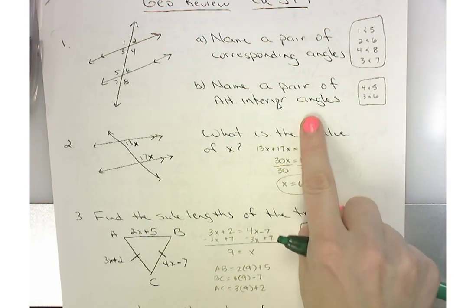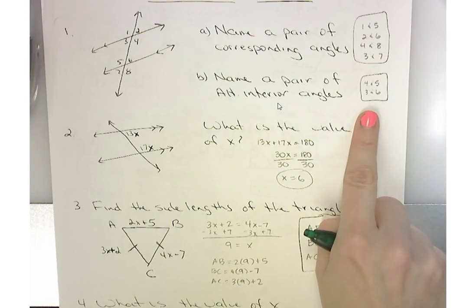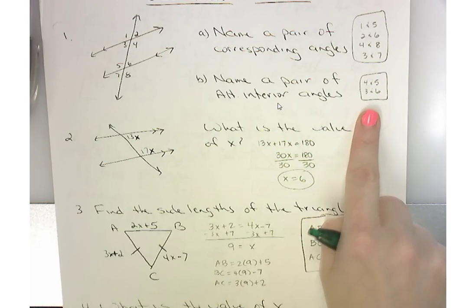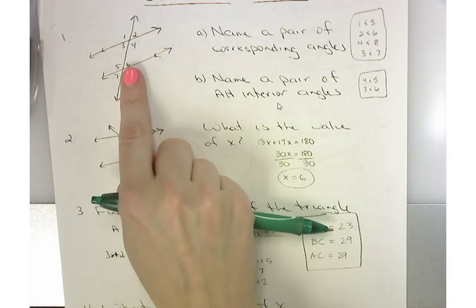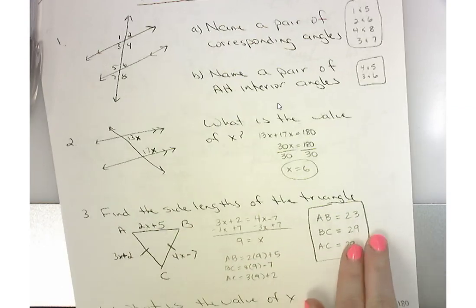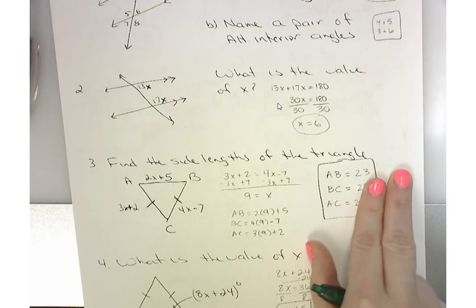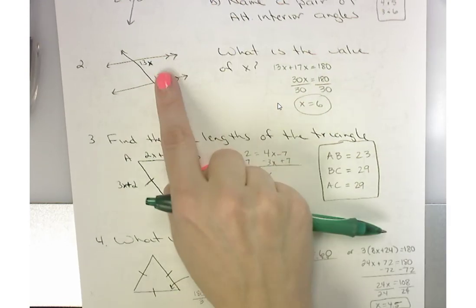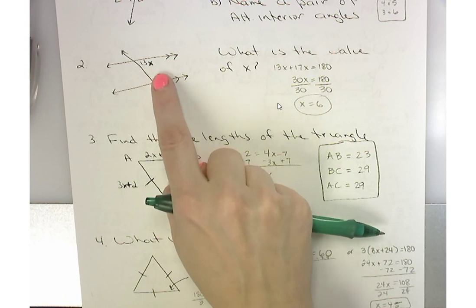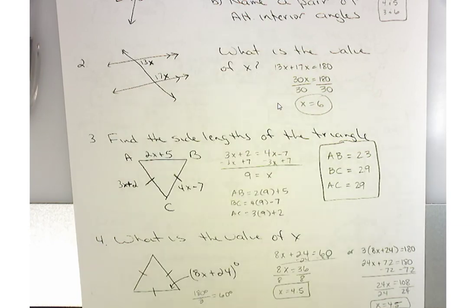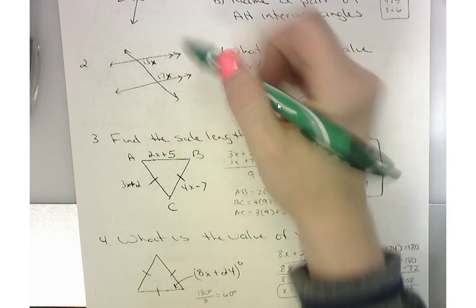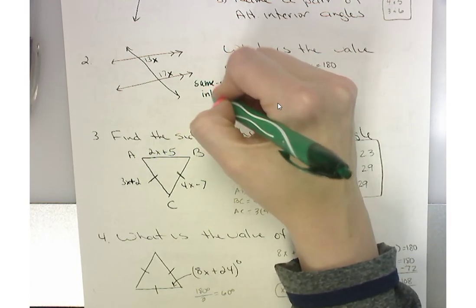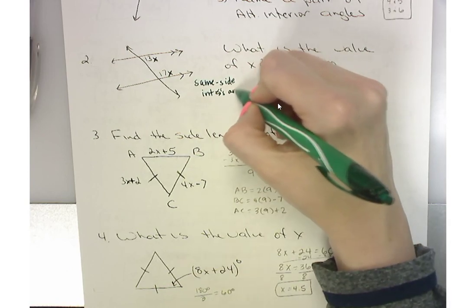Okay, these are all in chapter 3. If you need to, draw a diagram and then write down which ones are corresponding, alternate interior, alternate exterior, and same side interior. Now, for this one, sometimes people just see these and set them equal to each other and try to solve. That's not the case with these. These are same side interior angles, and same side interior angles are supplementary, which means they equal 180 when you add them together. So you have to add them together, set them equal to 180, and solve for x.